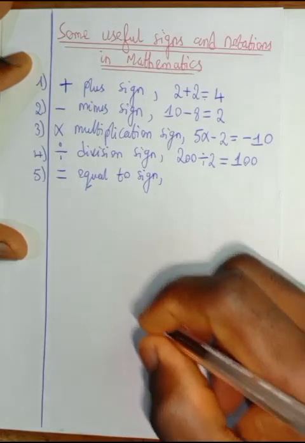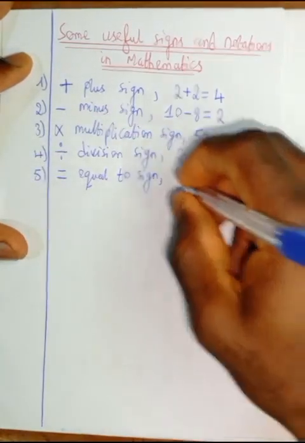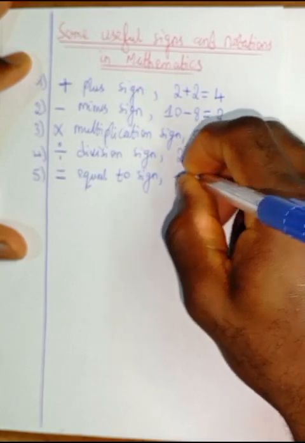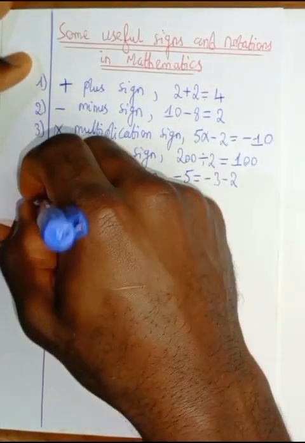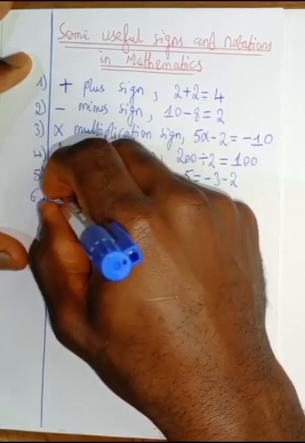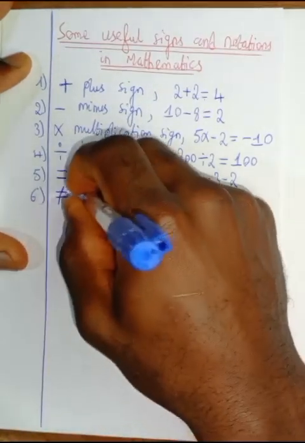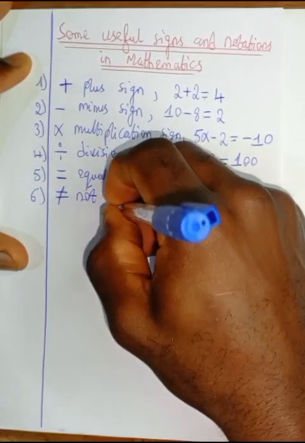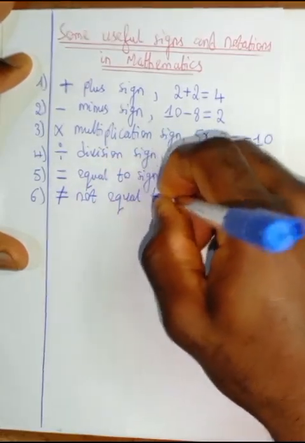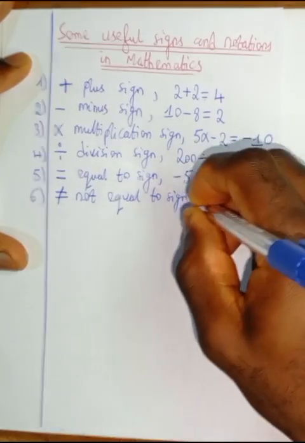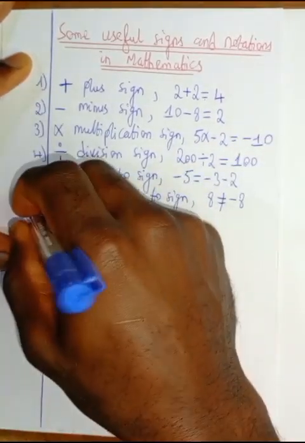We make use of this sign when two things are the same, or two quantities. For example, negative 5 is equal to negative 3 minus 2. Go to 6, we have the not equal to sign. We make use of this when two quantities are not the same. For example, 8 is not equal to negative 8.